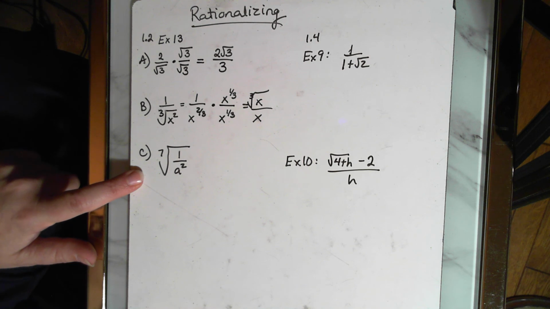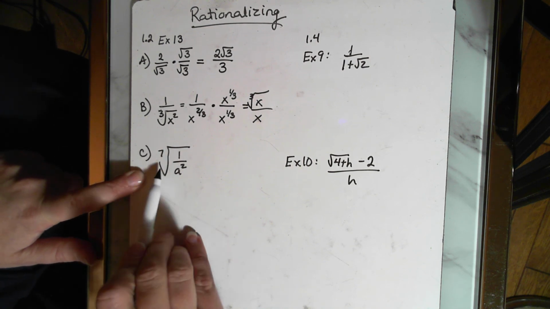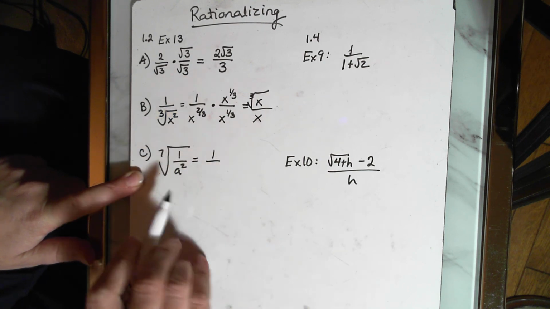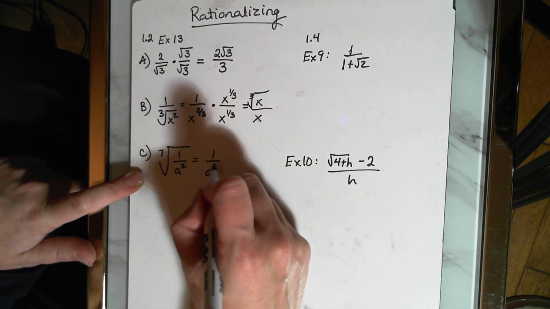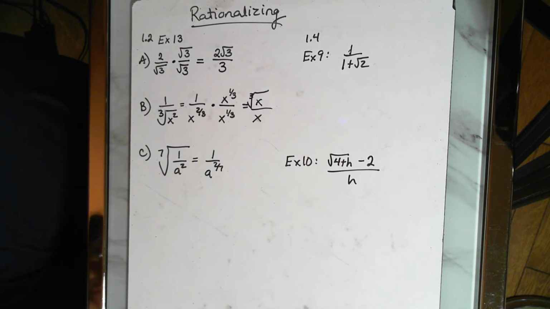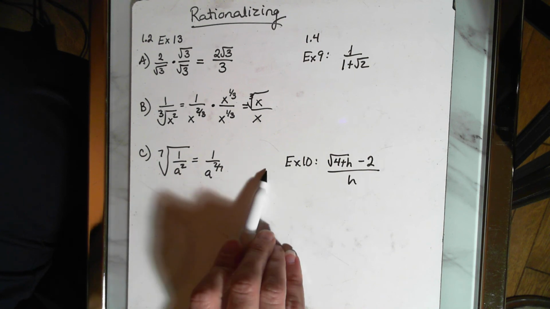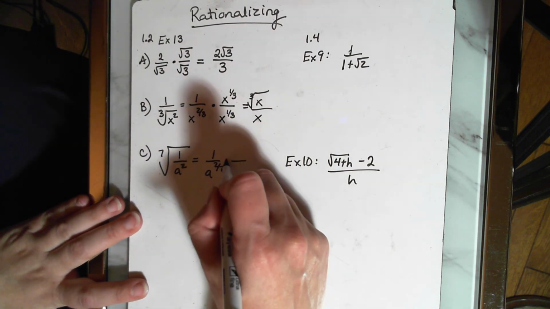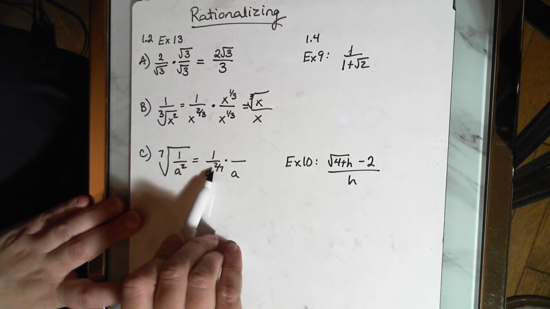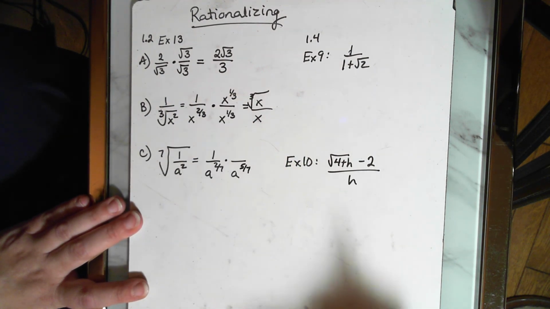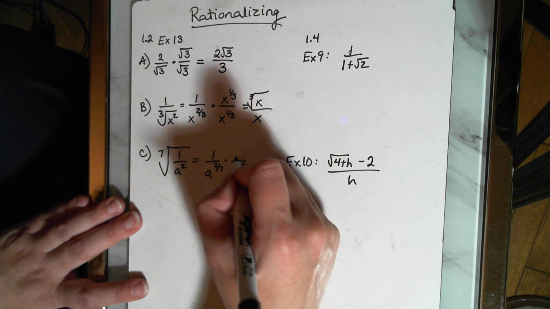Now for part C, I'm going to do the exact same thing. The 7th root of 1 is just 1. And this is a to the 2/7 power. So again, I need to figure out what I can multiply by that will make this exponent add to 1. So I need to find that fraction. So this would be 2/7 plus 5/7 is going to equal 1.